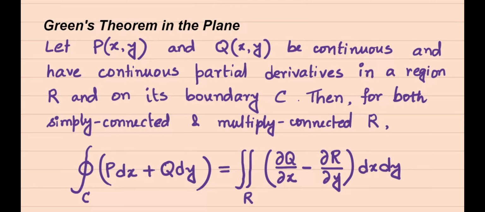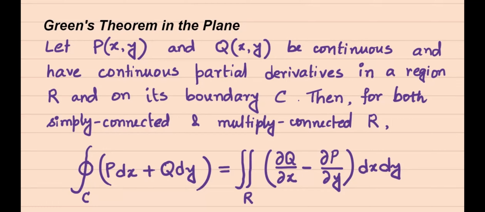On the left-hand side, we have a closed loop integral over the boundary of the region of P dx plus Q dy. And this will have to follow this particular order, P with dx and Q with dy. And if that is the case, then on the right-hand side, we have a surface integral over the region R. The variables are, of course, both x and y because it's a surface integral, so we have dx dy, and the integrand is the partial derivative of Q with respect to x minus the partial derivative of the function P with respect to y.